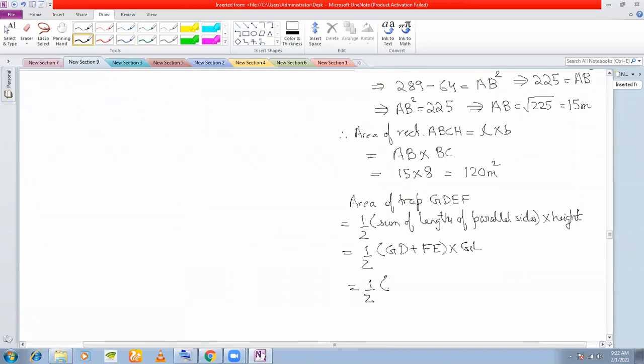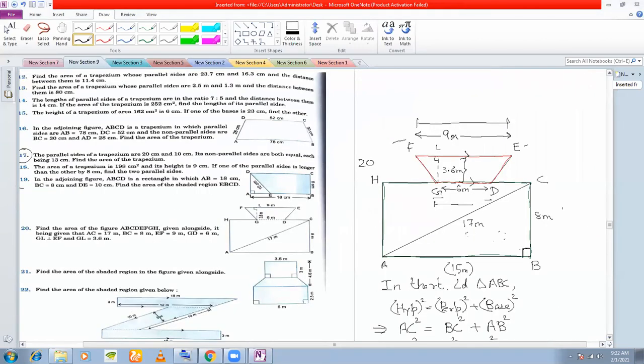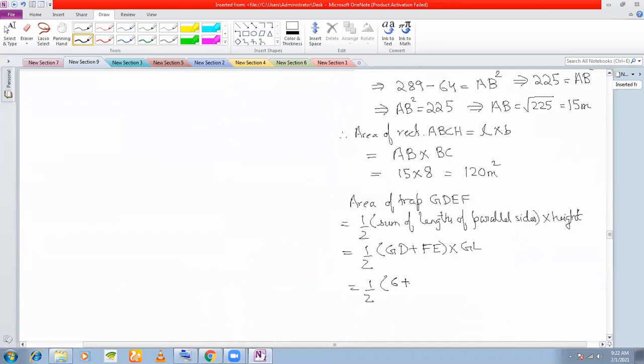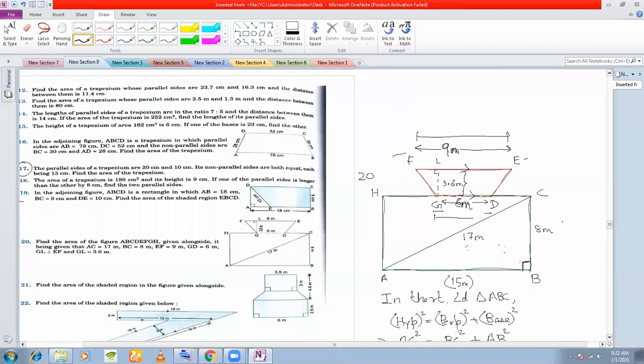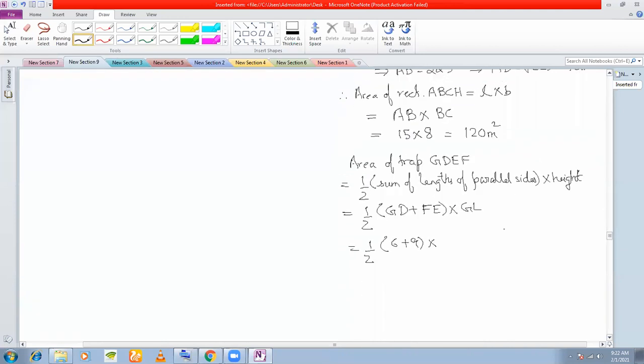Half into GD plus FE. What are the lengths? GD, the length is 6 meters. FE, the length is 9 meters. So 6 plus 9 into, and what is GL? The height of the trapezium. This is given to you as 3.6. So this is half into 15 into 3.6. Okay, so you can write this as half into 15 into 36 by 10 to make your calculation a little simple.